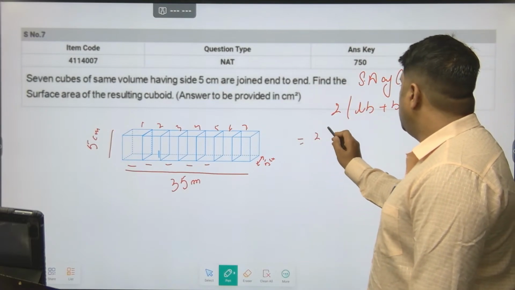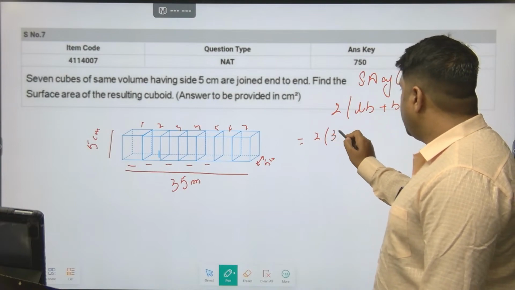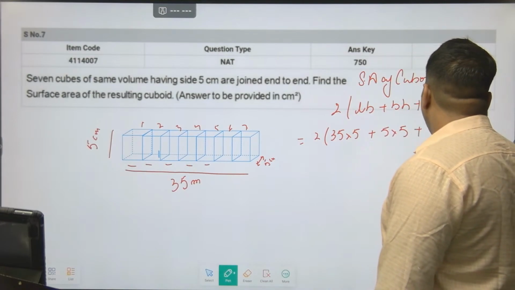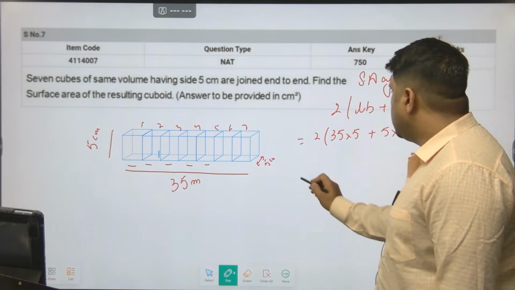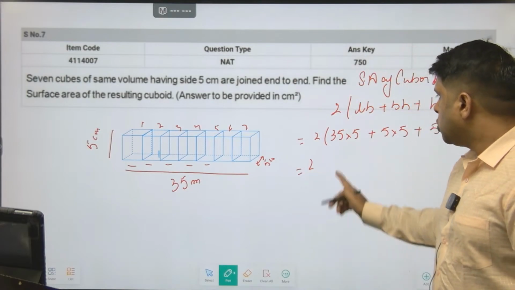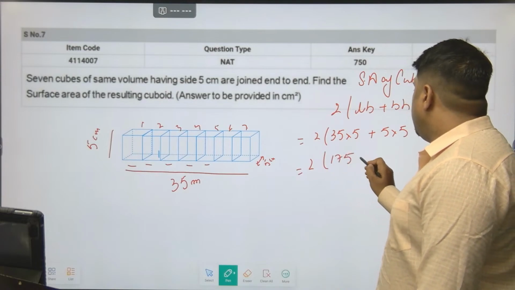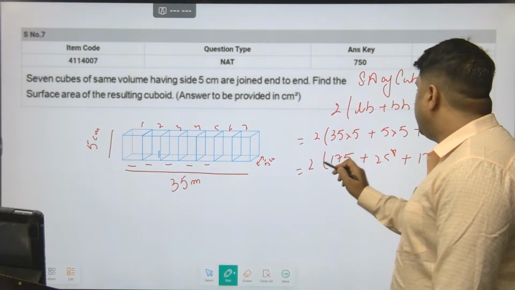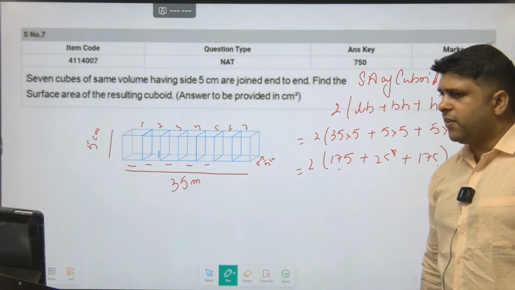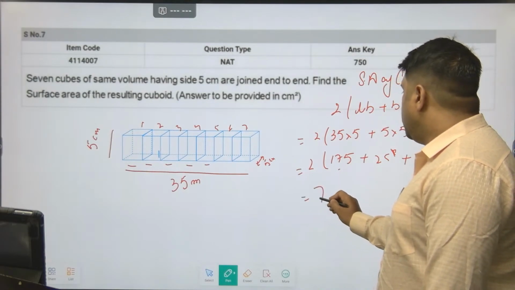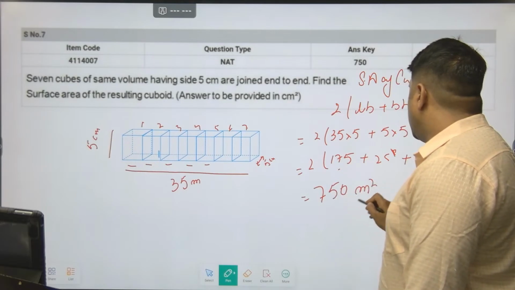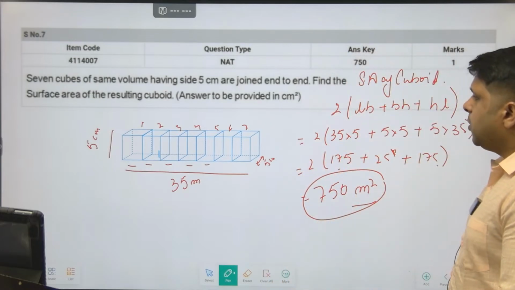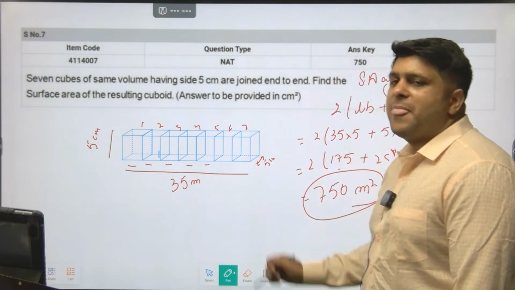So it will be equal to 2 into length into breadth. Length is 35. 35 into 5 plus 5 into 5 plus 5 into 35. This is how it is going to be solved. So 35 into 5 is 175, plus 25, plus 175. So 175 and 175 is 350. Then plus 25 is 375. So 375 into 2 is equal to 750 meter square. So this is going to be your answer here. They have asked a very simple question, but you just have to add the sides.